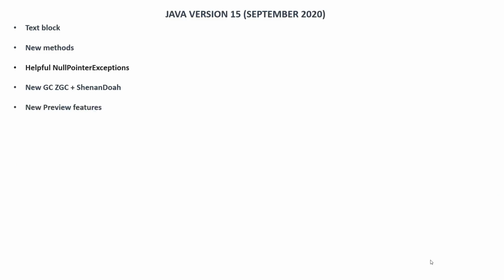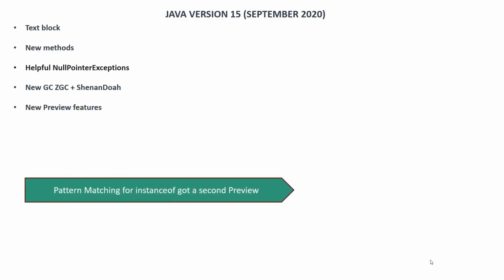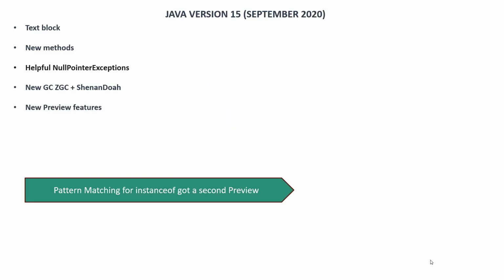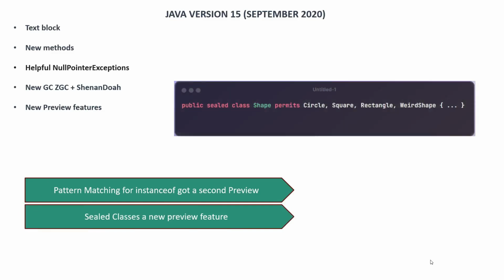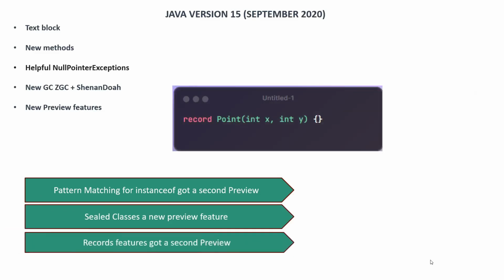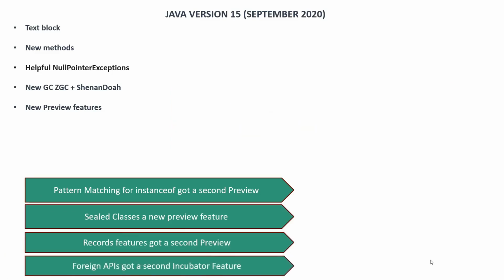New preview features were added in Java 15. Pattern matching for instanceof got a second preview, which enhances the instanceof operator to simplify and streamline type checking code. Next is sealed classes. A new preview feature has been added to help restrict inheritance of a class. Records got a second preview in Java 15, whereas the Foreign Memory Access API also got a second incubator release.